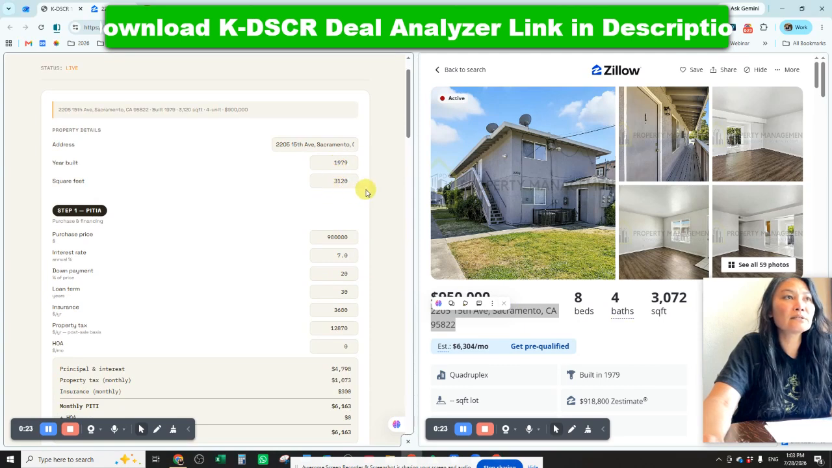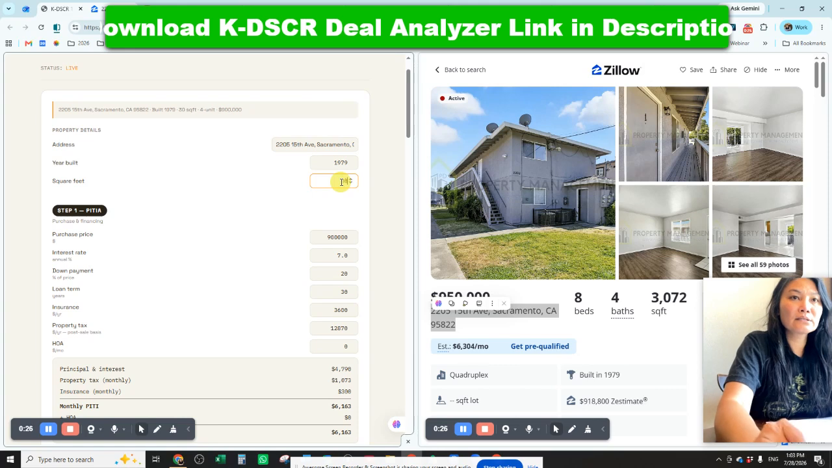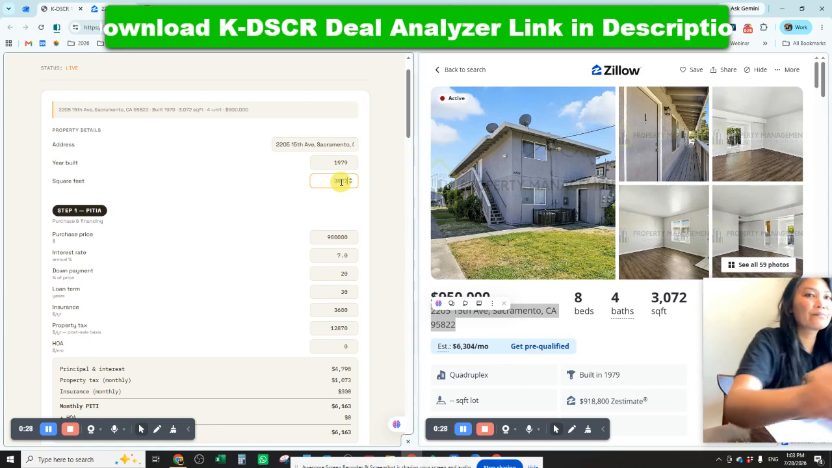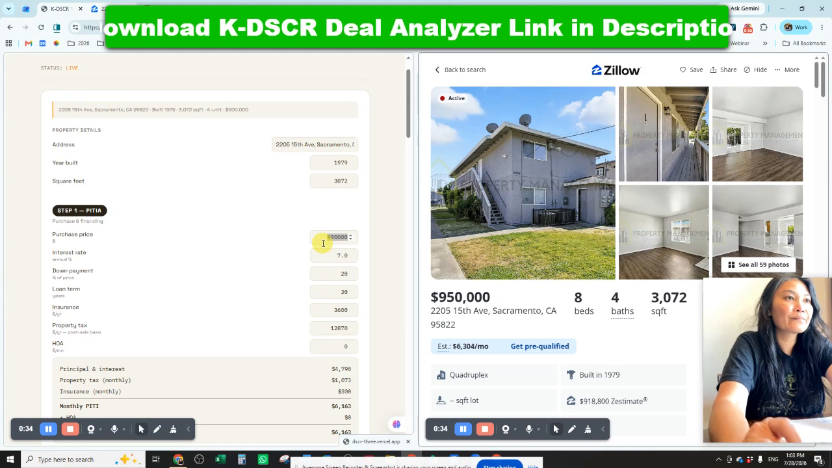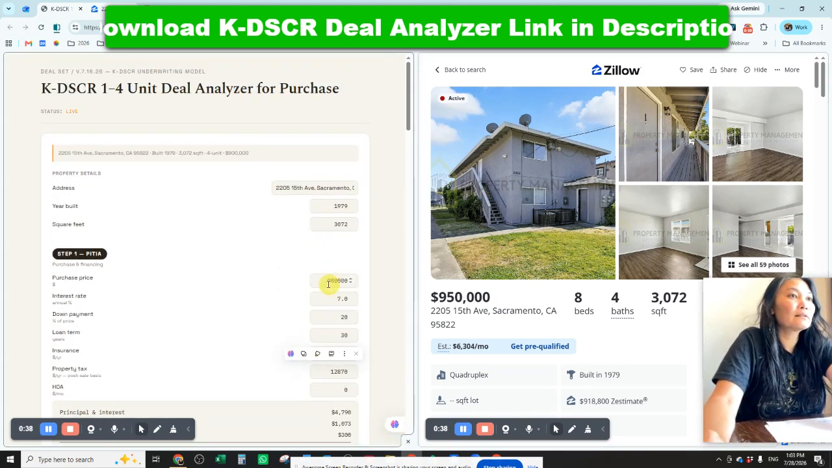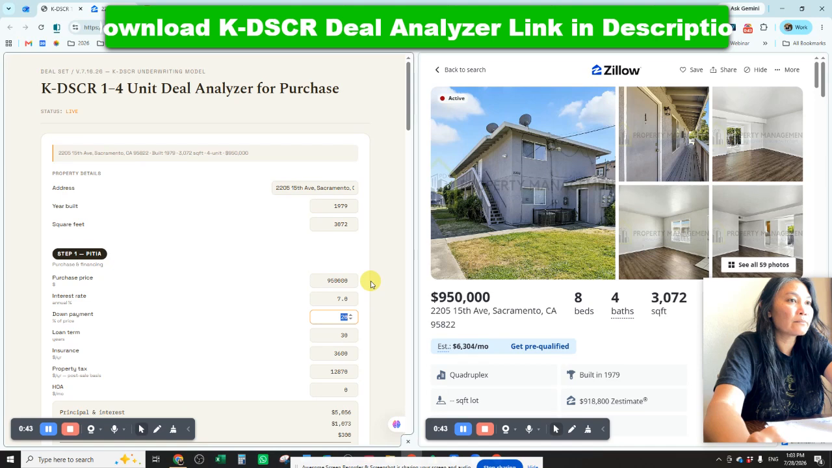1979, 3072. Price 950,000, 7% rate, 20% down, 30 years. Insurance.